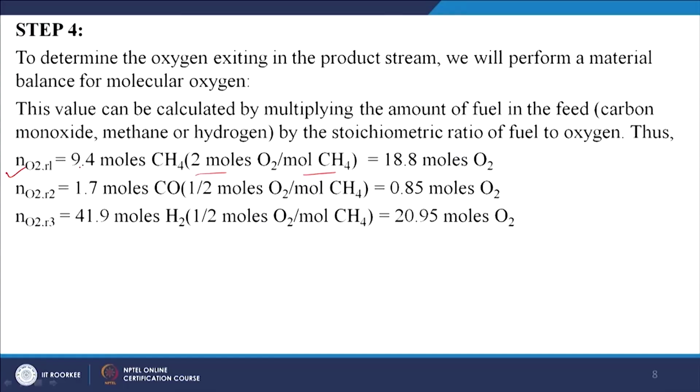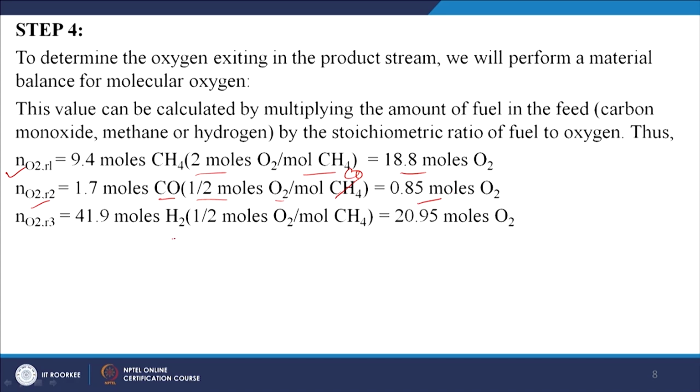So, 2 into 9.4 equal to 18.8 moles of oxygen is required for the conversion of CH4 to H2O and CO2. Then similarly for the carbon monoxide to CO2 conversion, we need half a mole of oxygen for 1 mole of CO. This is not CH4, this is CO. So, 1.7 into half of it, that is equal to 0.85 moles of O2 is required.